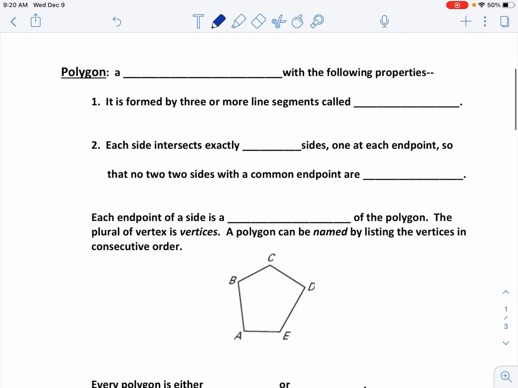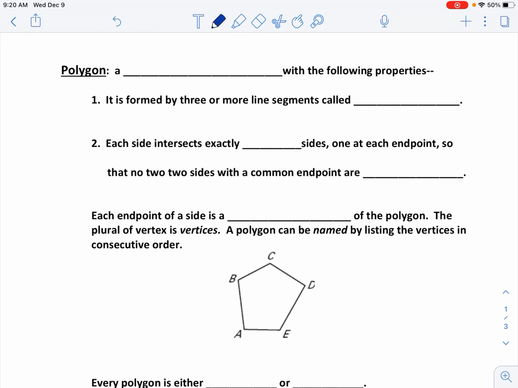I'm sure you've seen what a polygon is in your past math classes and experiences, but just as a reminder, a polygon is a closed figure, so that's our first blank, a closed plane figure, but I'm just going to say closed figure, a closed figure with the following properties. So it is formed by three or more line segments called sides. And each side intersects exactly two other sides, one at each endpoint, so that no two sides with a common endpoint are collinear.